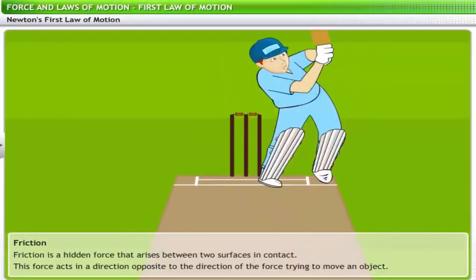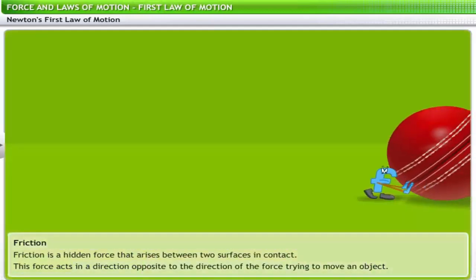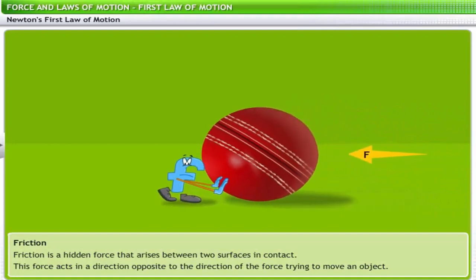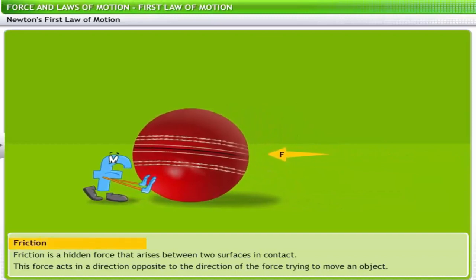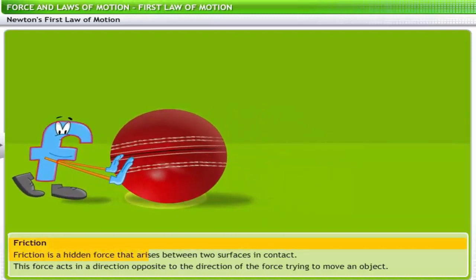You may have questions about the validity of this law. This is not how things really work around you, is it? For example, if a batsman strikes a ball, the ball eventually comes to a stop, no matter how forcefully the batsman hits it. This has been explained through the concept of friction. Friction is a hidden force that arises between two surfaces in contact. This force acts in a direction opposite to the direction of the force trying to move an object. Friction is used in our daily lives to slow down and stop moving objects.